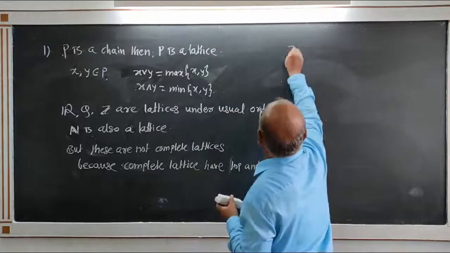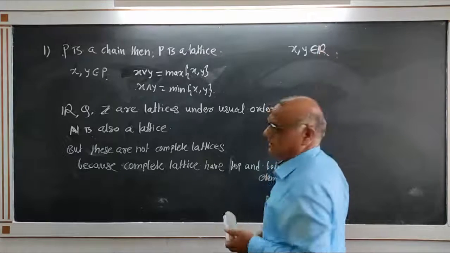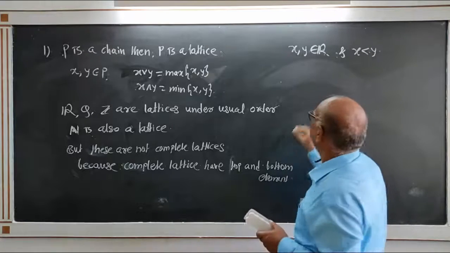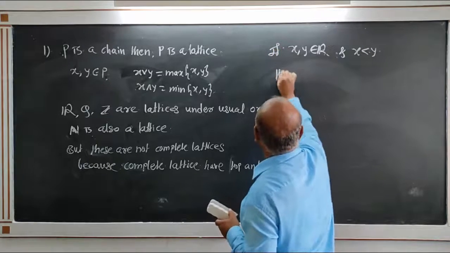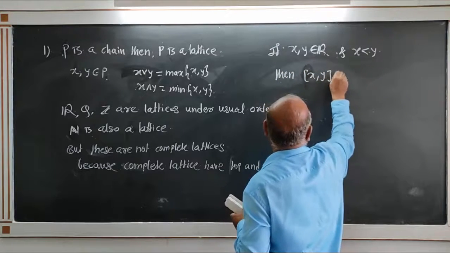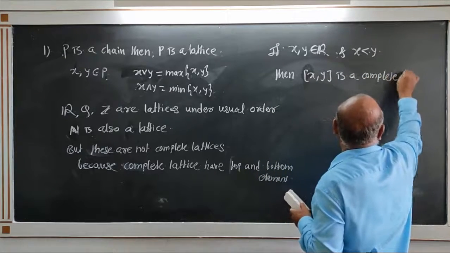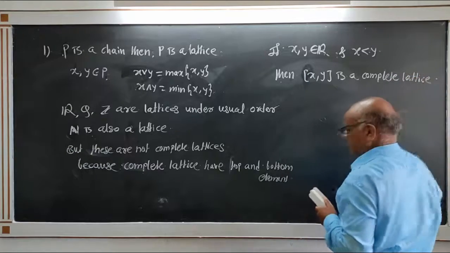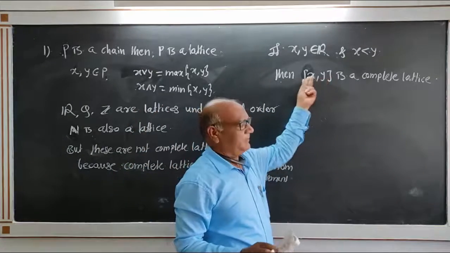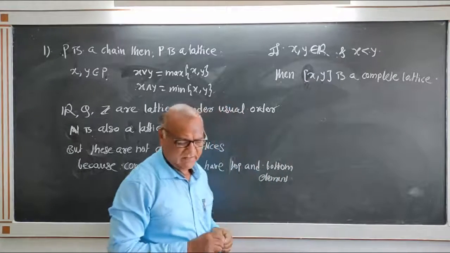Here, x, y belong to R and x is strictly less than y. Then the closed interval [x, y] is a complete lattice. Here the top and bottom exist, so it is a complete lattice.